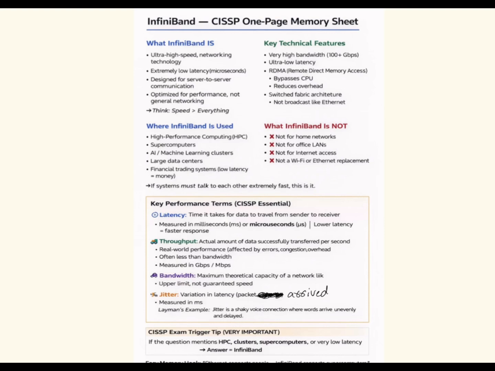Another question could be whether InfiniBand is only about bandwidth. No, this is a common misunderstanding. InfiniBand optimizes three things together: bandwidth, how much data could be transferred through the network; latency, how fast data arrives; throughput, how efficiently data flows. Ethernet focuses mainly on bandwidth, compatibility, and cost. InfiniBand focuses on performance and speed.